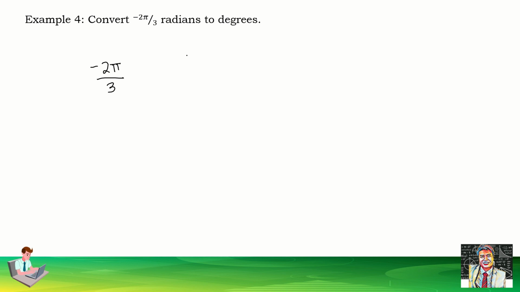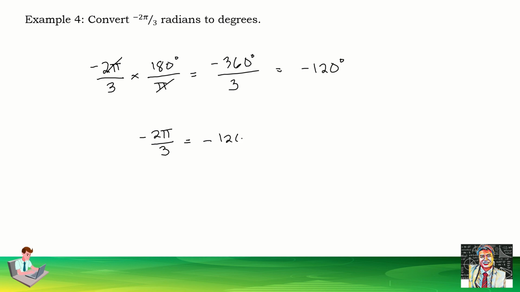Kung convert natin sa degrees, i-multiply natin siya sa 180 degrees over pi. Cancel natin 'to. Negative 2 times 180 degrees gives us negative 360 over 3. Divide by 3 gives us negative 120 degrees. So, therefore, negative 2 pi over 3 is equivalent to negative 120 degrees. Ganun lang siya ka-basic. Kapag negative, negative din siya. Kung positive, positive din yung equivalent.